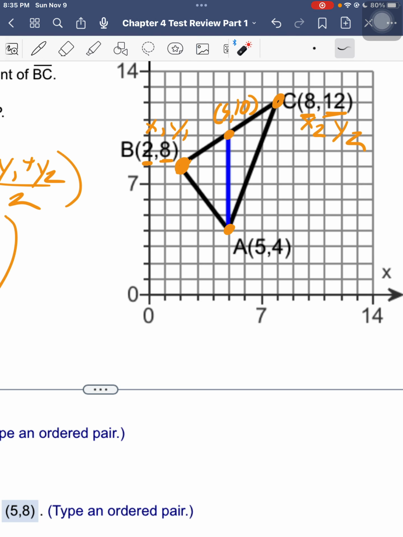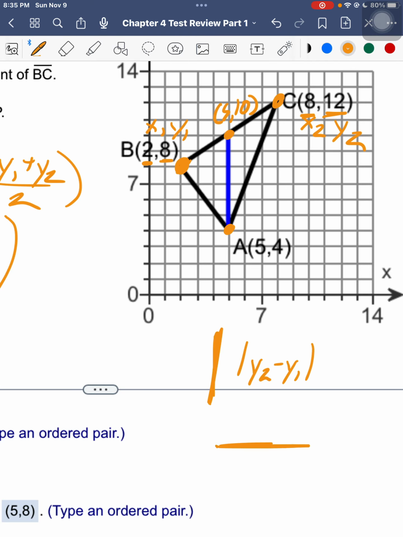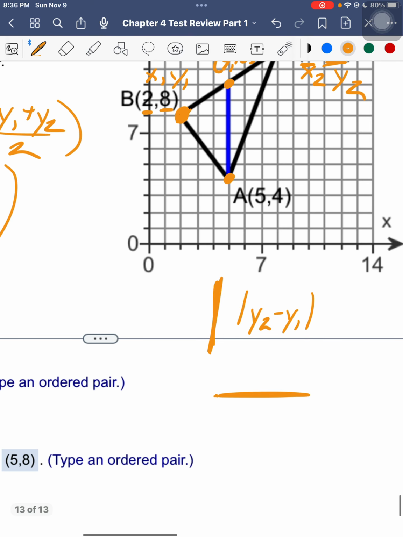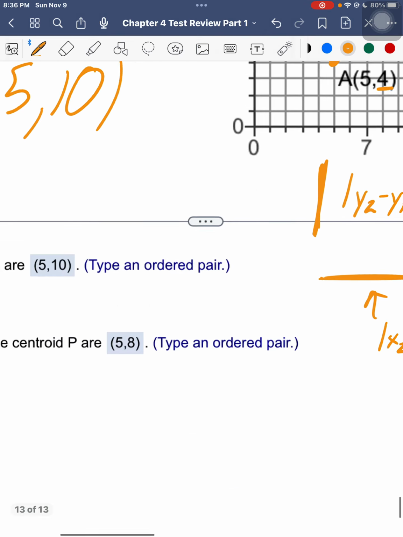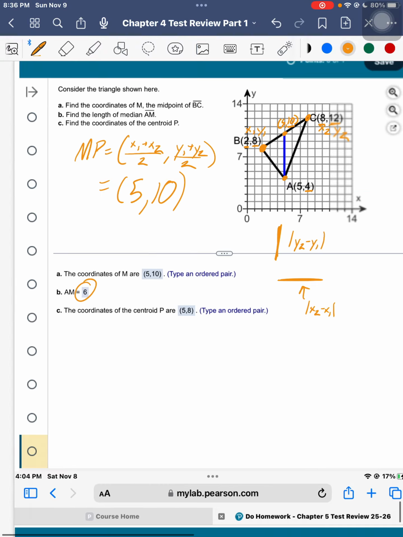It's a vertical segment. How do I know? Because they have the same x coordinate. So do I need to make an invisible right triangle? No. I just need to use the formula. Guys, remember, for a vertical segment, what's the only thing that's changing? My y coordinate. So I need to do the absolute value of y2 minus y1. If it was horizontal, what's the only thing that's changing? My x. So I need to do x2 minus x1, absolute value. Now, what is 10 minus 4? That is 6. The absolute value of 6 is 6. So my median is just 6.